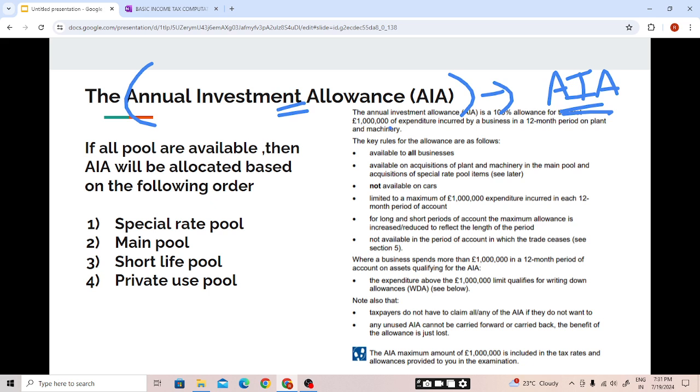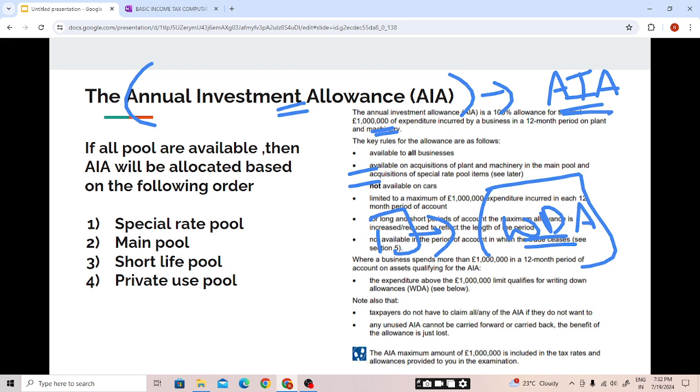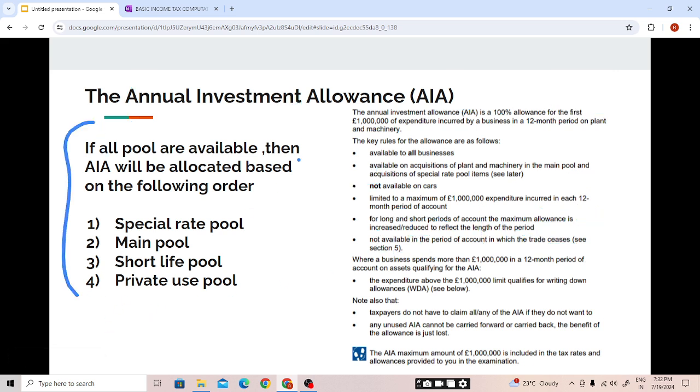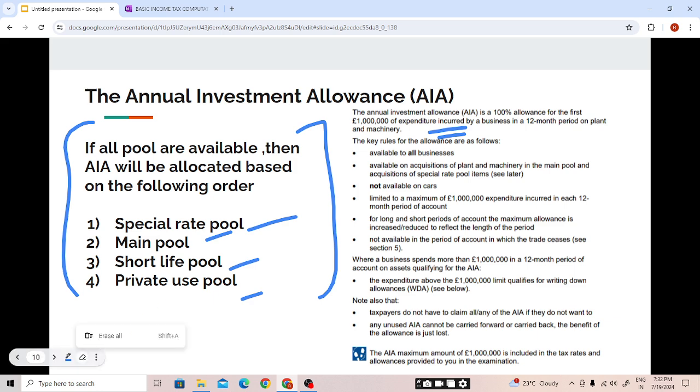And if the limit of AIA is exhausted, then the rest balance will qualify for WDA. Will qualify for WDA, students. And students, the order for using the AIA is first the special rate pool, main pool, short life pool and private use pool. And this limit of 1 million will be provided in the tax rate sheet.